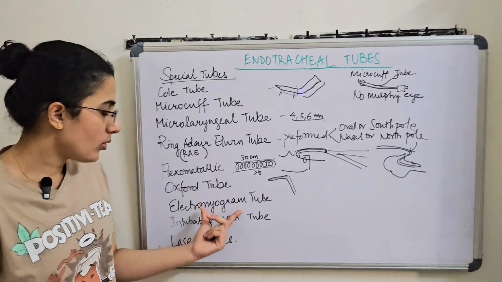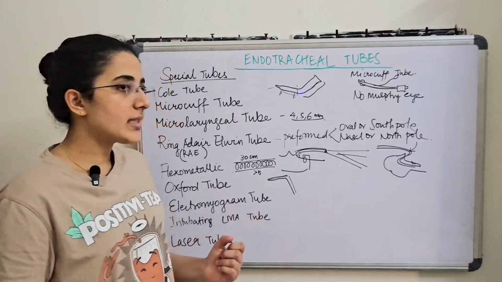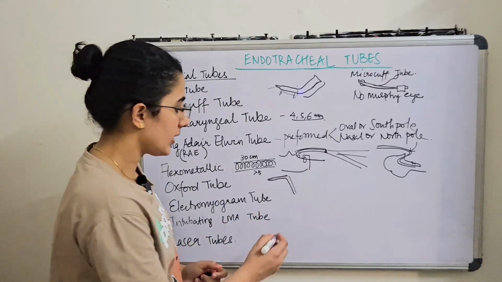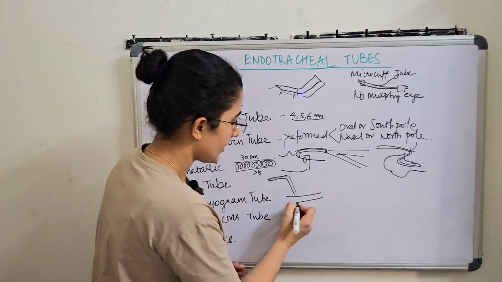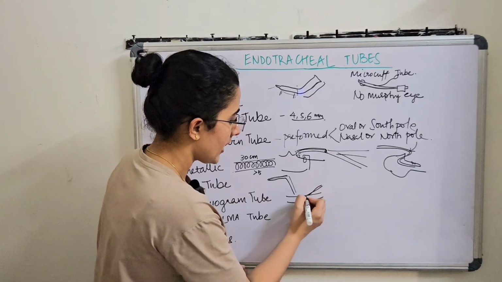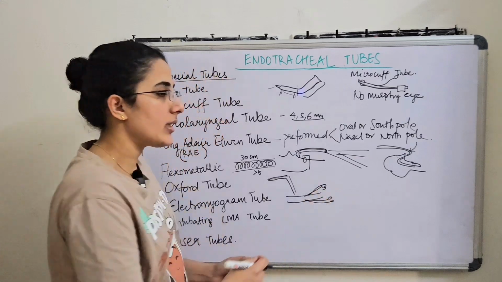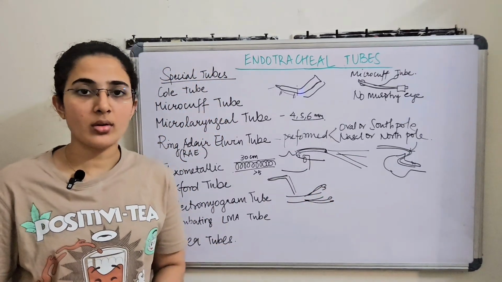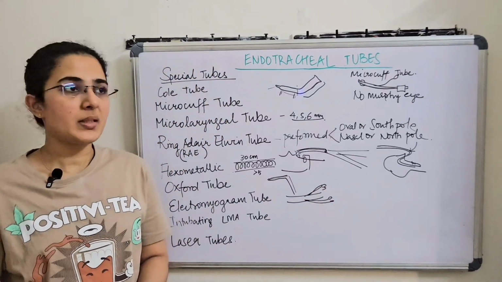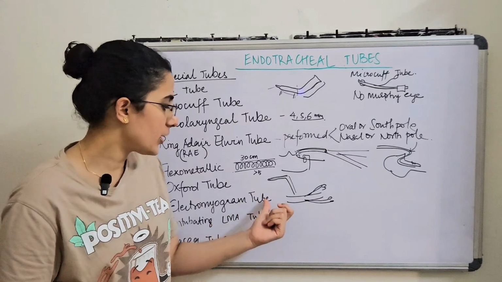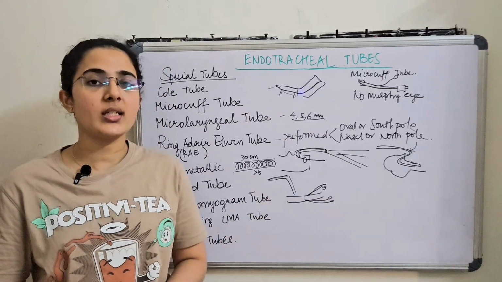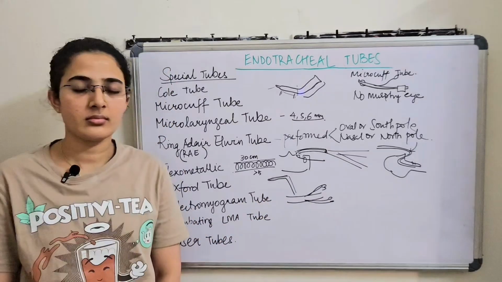Next, coming to the electromyogram tube, these basically contain electrical cords or wires that are present within the tube, and these wires will be attached to a monitor that will be monitoring the action of the nerves. Specifically, these electromyogram tubes are used for thyroid surgeries for nerve preservation.